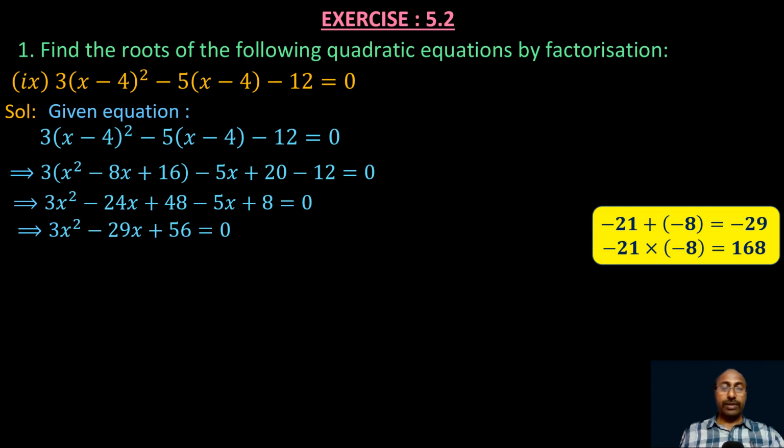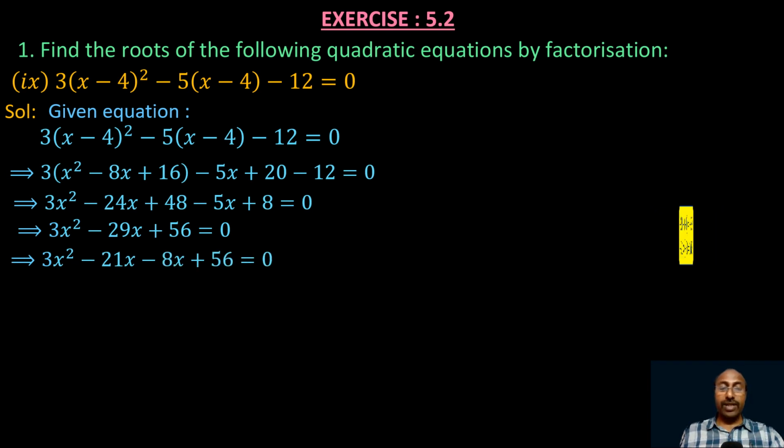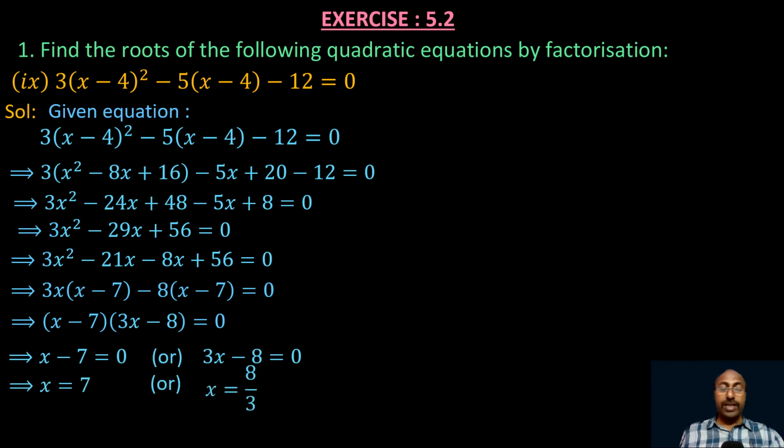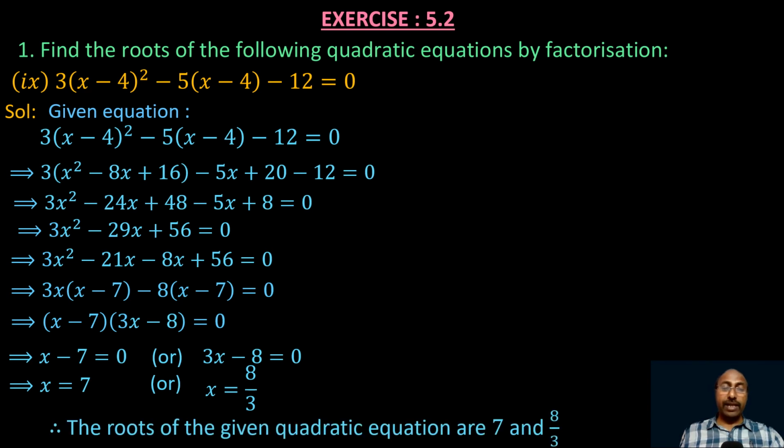Now we can write this equation as 3x square minus 21x minus 8x plus 56 equal to 0, and as usual we can factorize it as (x minus 7) into (3x minus 8) equal to 0, and the roots are x equal to 7 or x equal to 8 by 3. Therefore the roots of the given equation are 7 and 8 by 3. And let us solve in the second method.